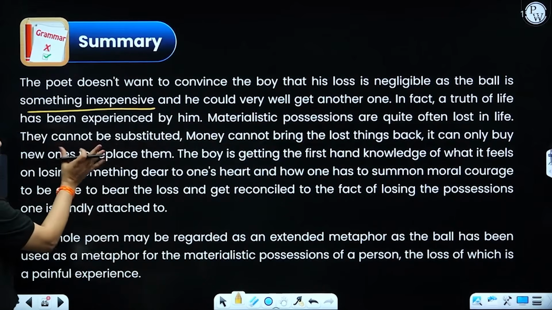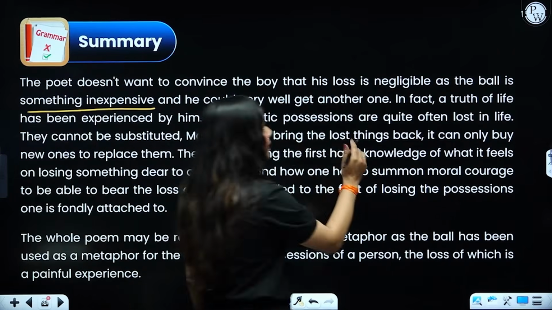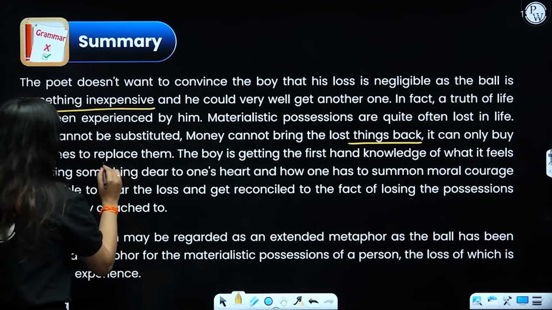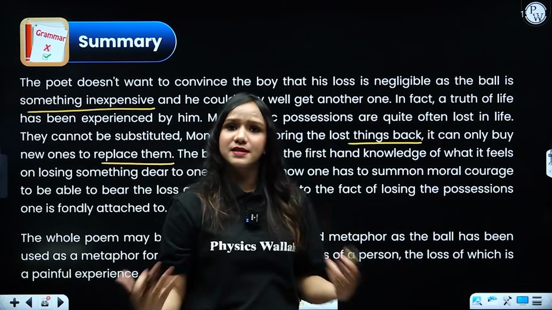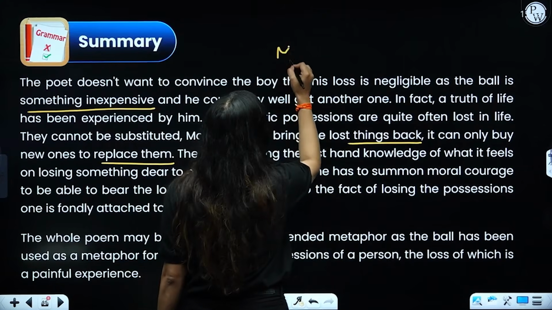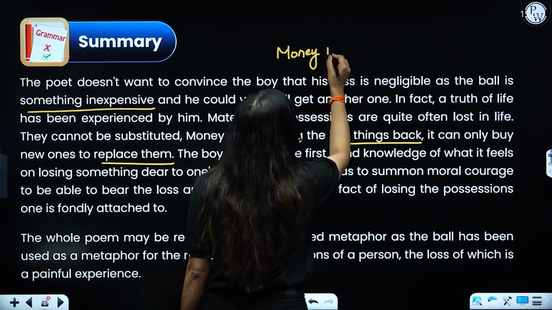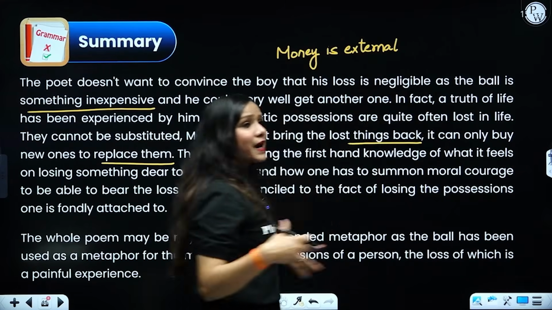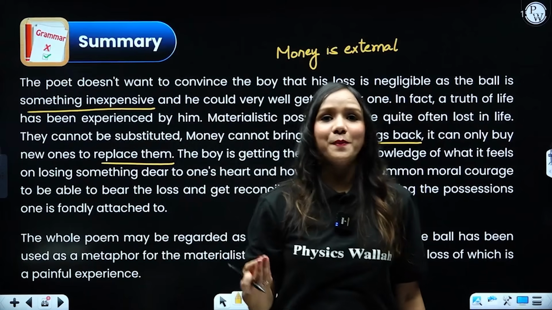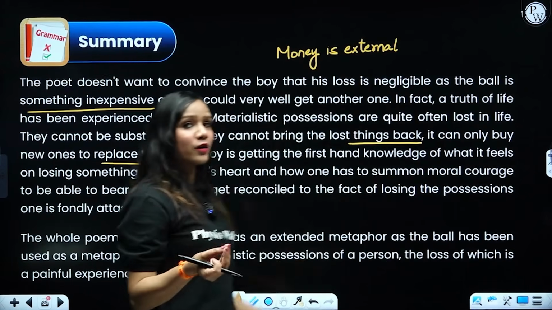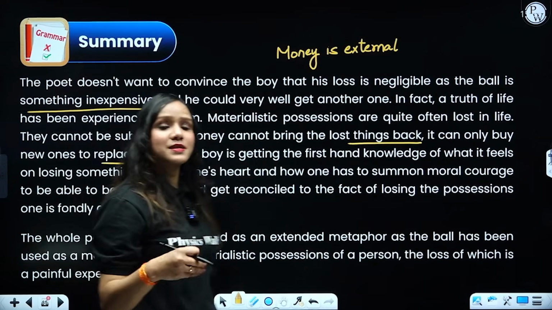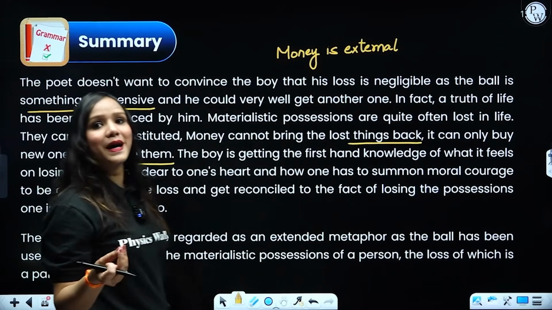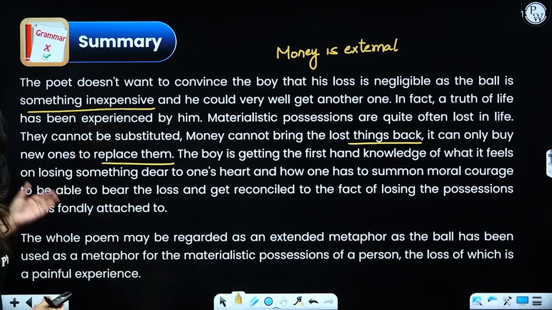So what is written here? Money cannot bring the lost things back. It can only buy new ones to replace them. So what does it mean? Money is only external. It can buy you some things, but it cannot buy your happiness. It cannot buy you that sense of belongingness, right? Once you have lost something or somebody who is close to your heart, you cannot buy that with the help of money. It can only buy new ones to replace them.